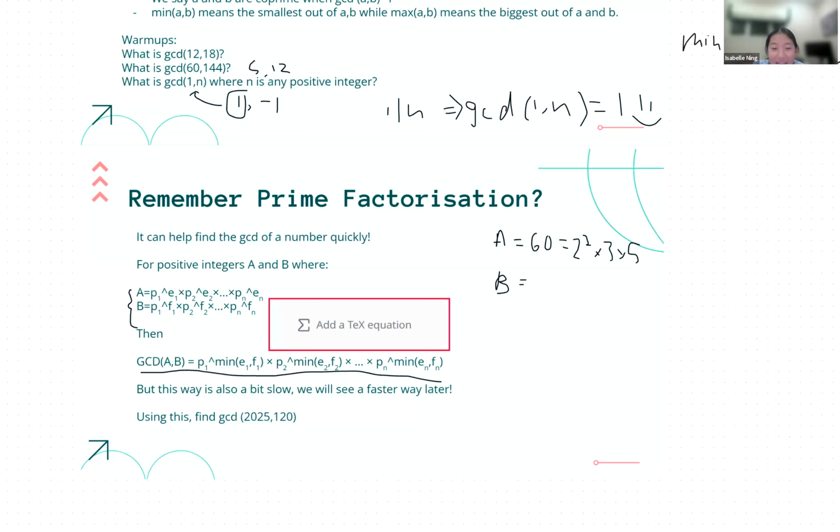Okay, so that equals 2 to the 4 times 3 squared. And basically what this scary looking GCD thingy is saying is, let P1 be a prime. So that can be 2, right?